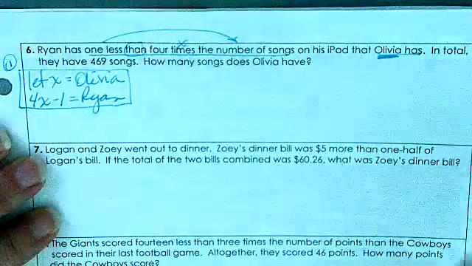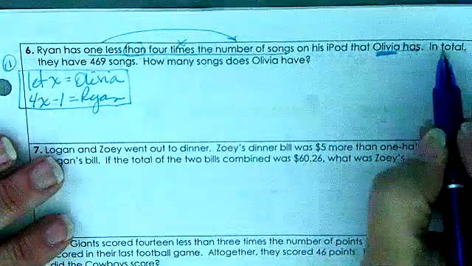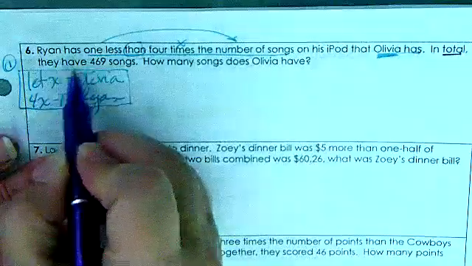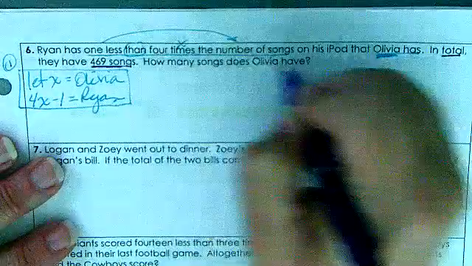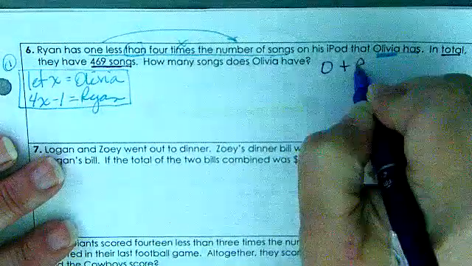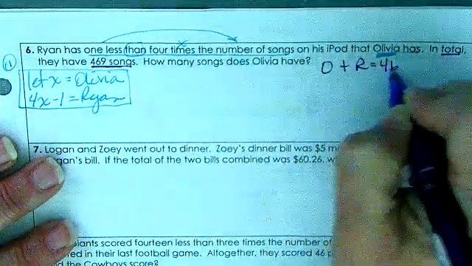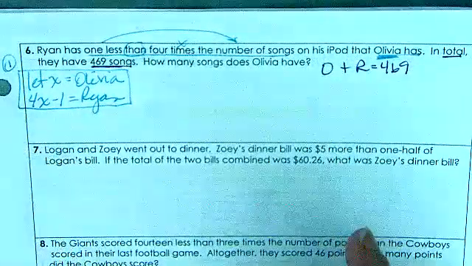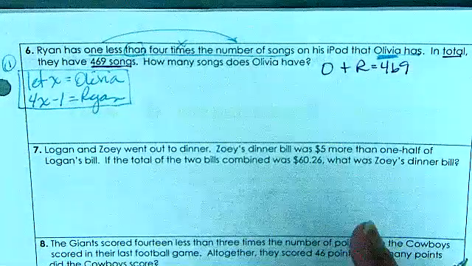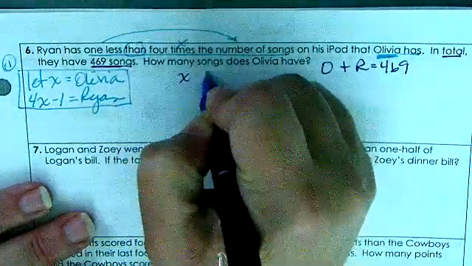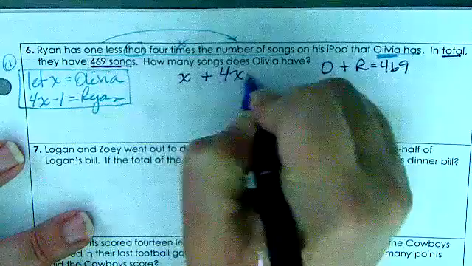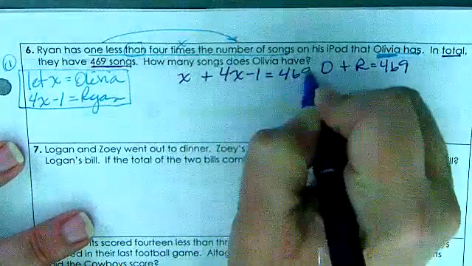Now we go on to writing our equation. This is our next sentence. It says, in total, they have 469 songs. That means I've got Olivia plus Ryan equals 469. The second sentence here is my representation for my equation. So now I plug in, and I'm going to have x plus 4x minus 1 equals 469.